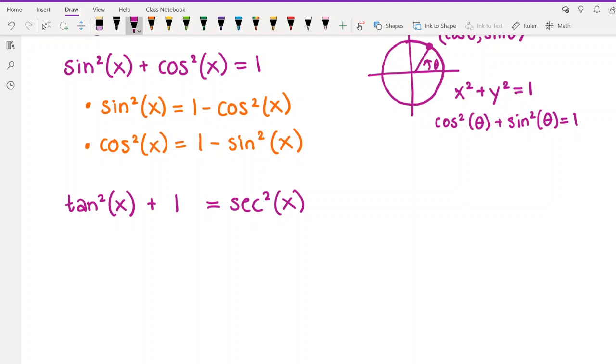It's already solved for secant squared. So secant squared is the same thing as tangent squared of x plus 1. But if you ever want to express tangent squared in terms of secant, we know that tangent squared of x is going to be equal to secant squared of x minus 1. So we'll see how these come up in a little bit.